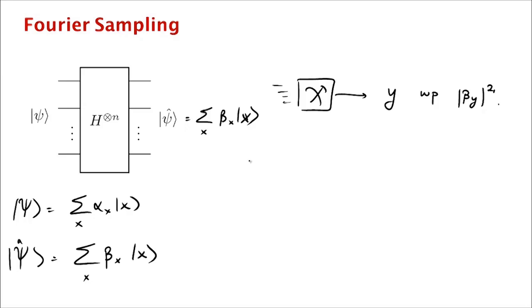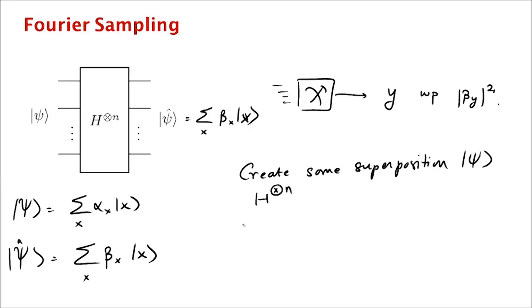Create some superposition psi. Now perform the Fourier transform or Hadamard transform on these n qubits and then measure. What you have sampled from is this probability distribution. And this is called Fourier sampling.